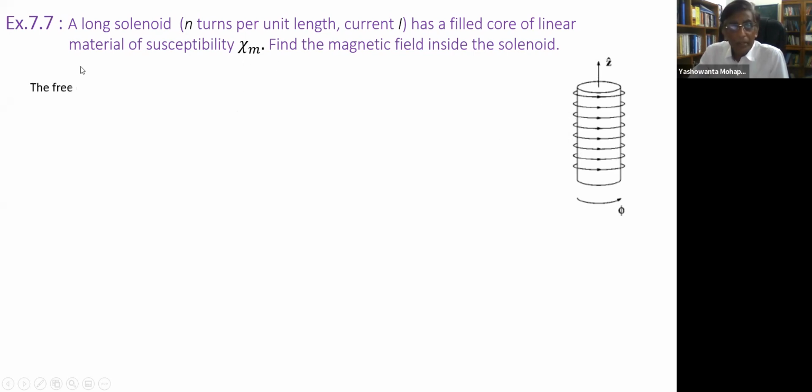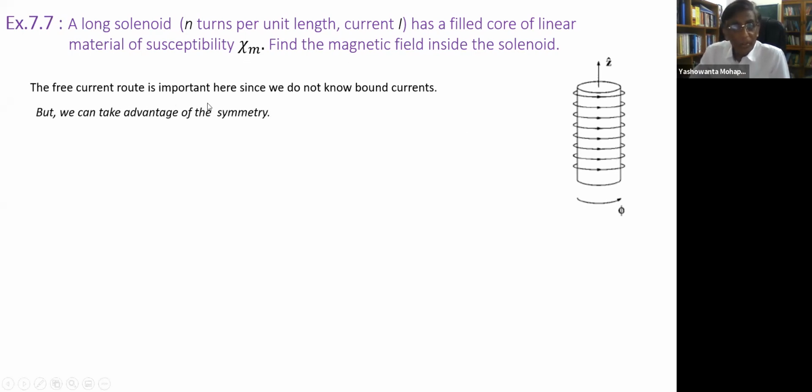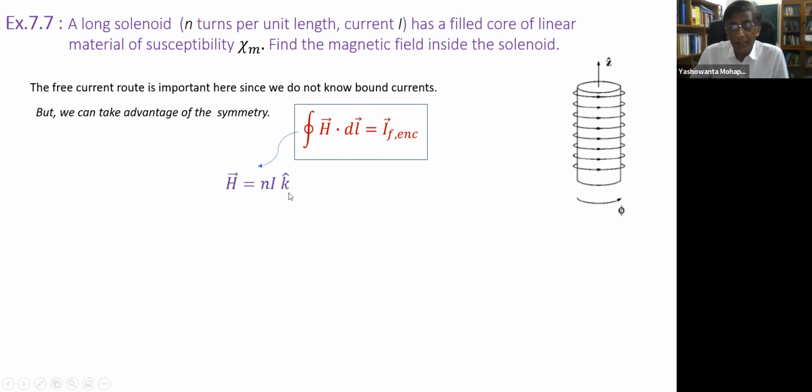It's simple. But the free current route is important here, since you do not know the bound currents. All right, so we can take advantage of the symmetry. It's a long solenoid, and hence we can get back to Ampere's law for free current. I can write down in this case it's simply nI. So the current is in the phi direction, and hence by all the symmetry rules that we have learned while calculating B for a solenoid, exactly the same symmetry arguments apply here, but for H. H is simply nI, and nI is the surface current K. So it's K phi, and hence H is in this K direction.